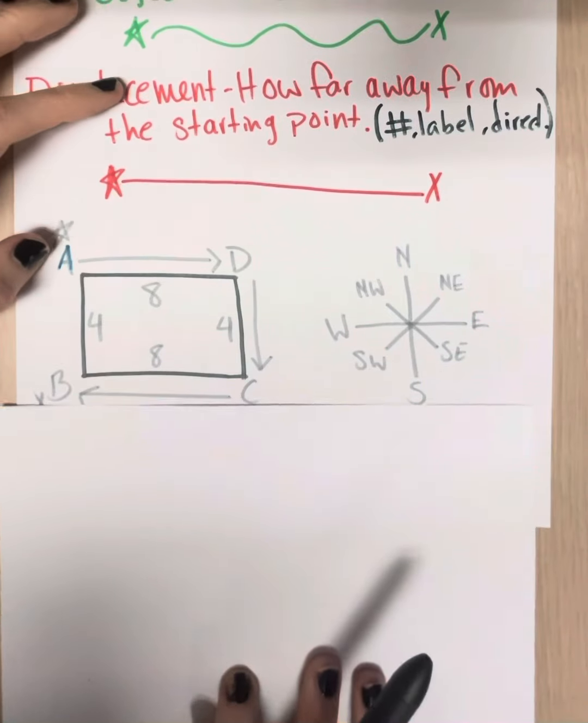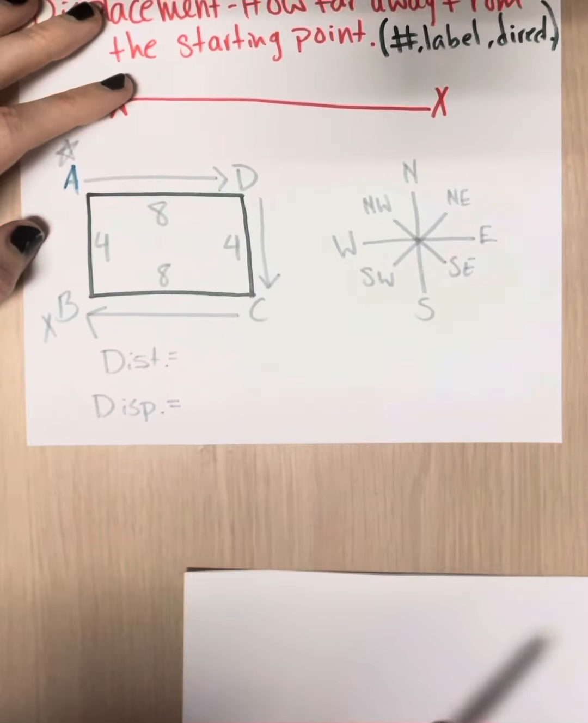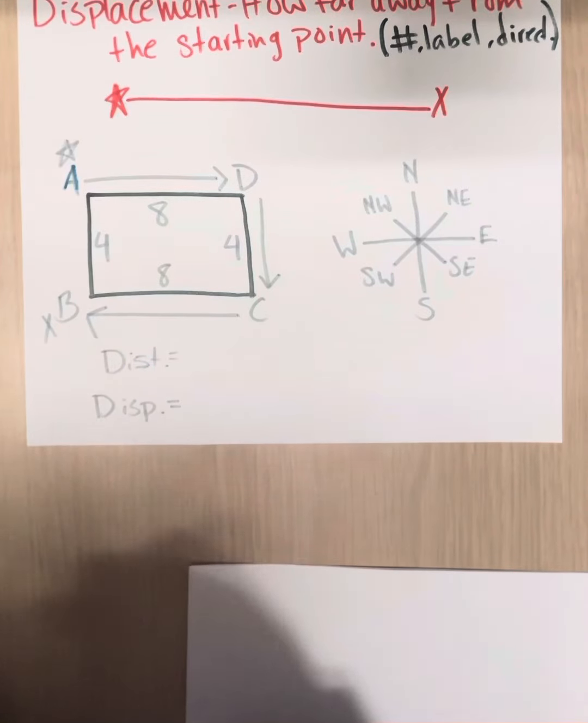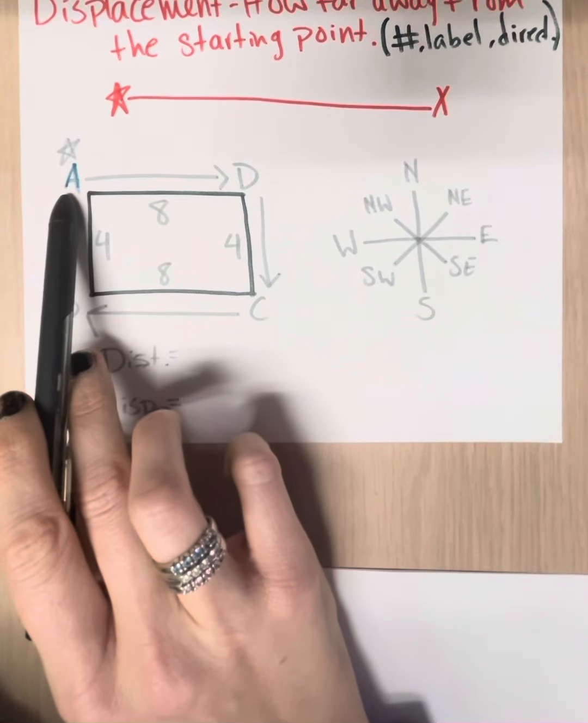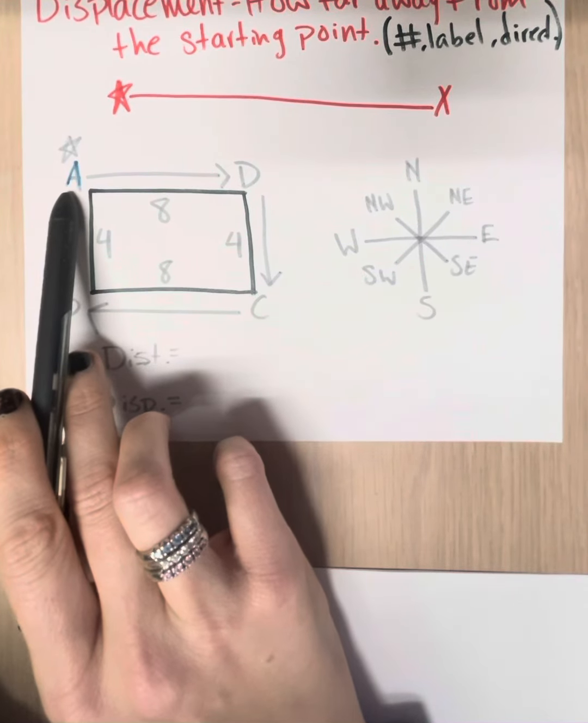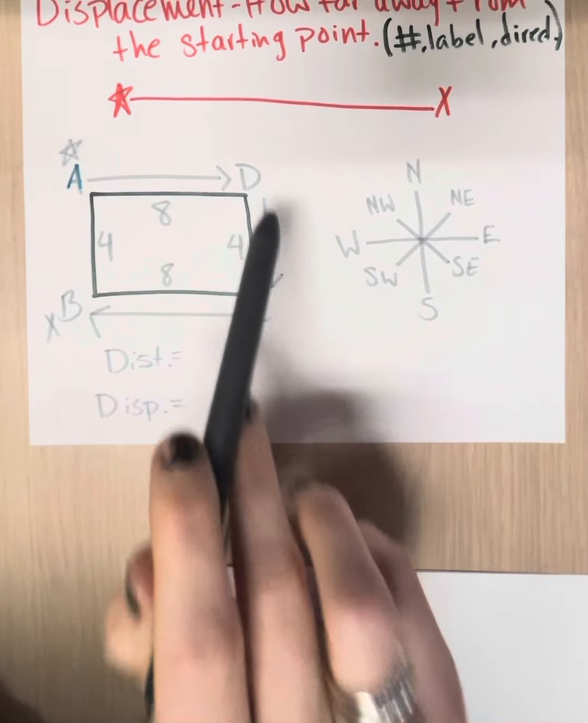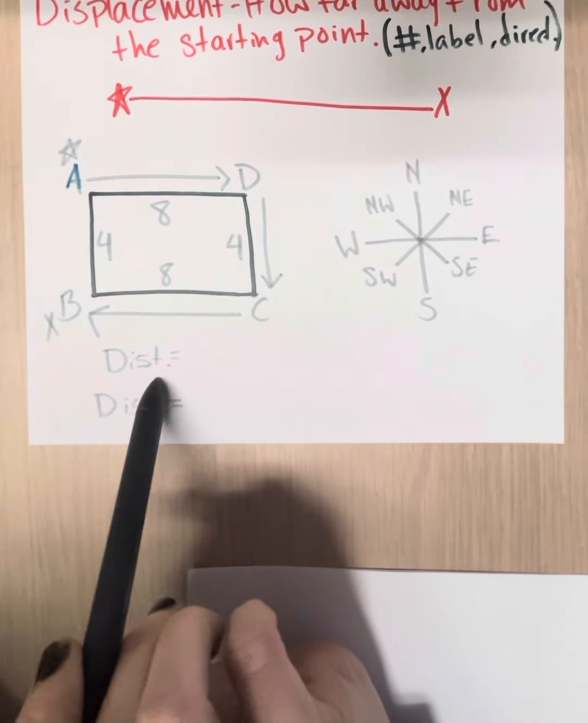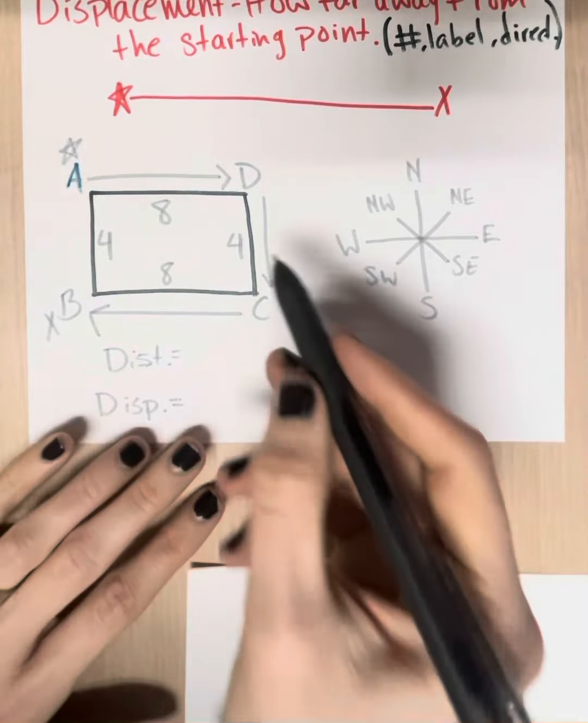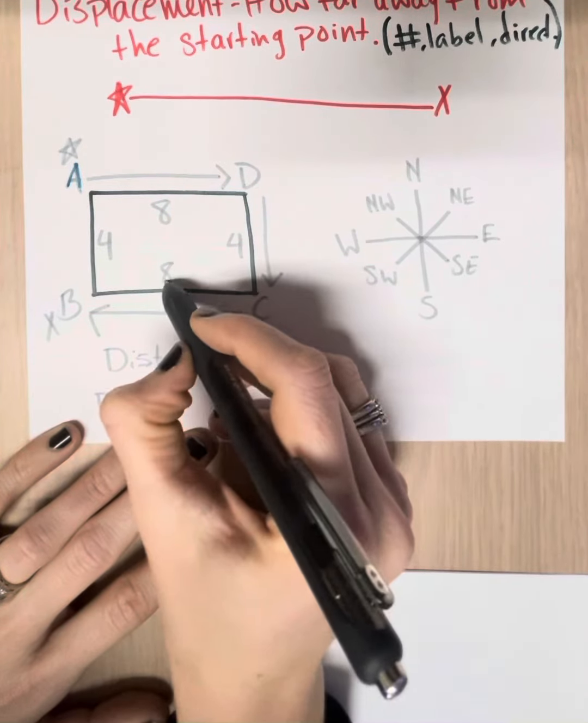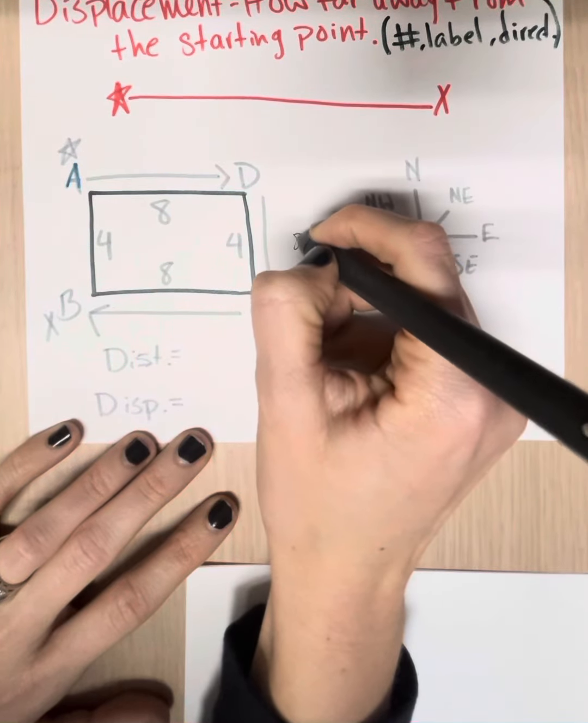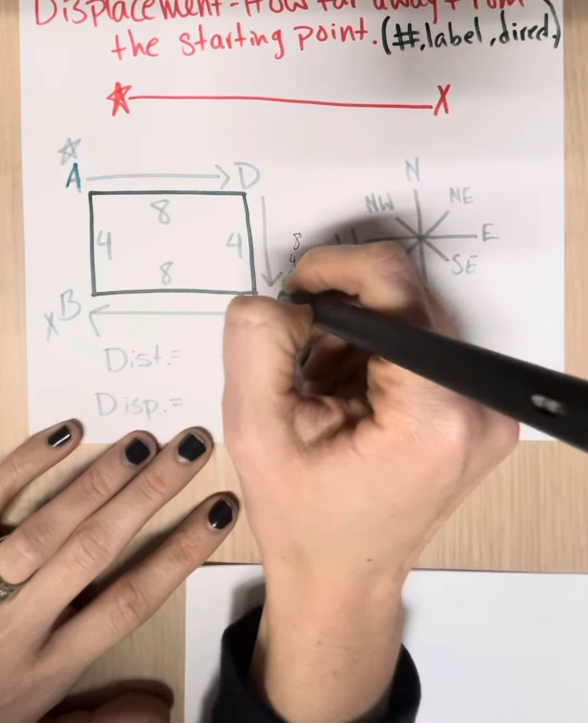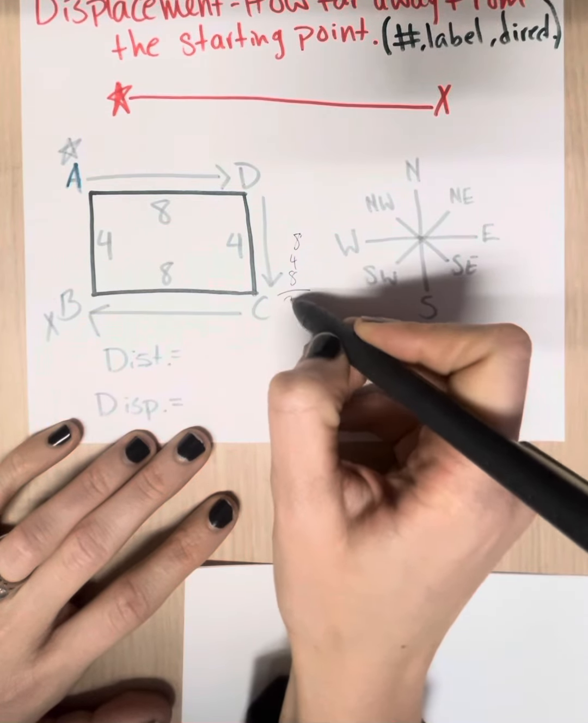So let's look at a few examples of this. I just want to work through this problem really quick. So in this problem, we are starting at point A, so that's going to get my star. We are traveling to point D, traveling to point C, and traveling to point B. So in order for us to find the distance, we are going to add 8 plus 4 plus 8, write it out to the side, 8, 4, 8. When we add them together, we should get 20.